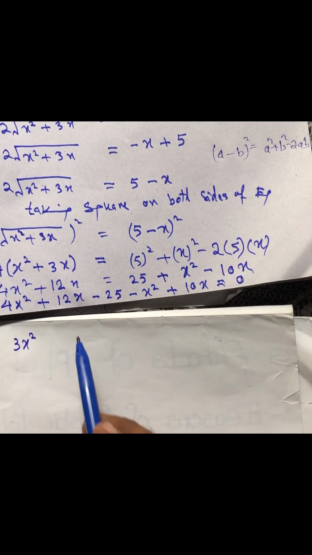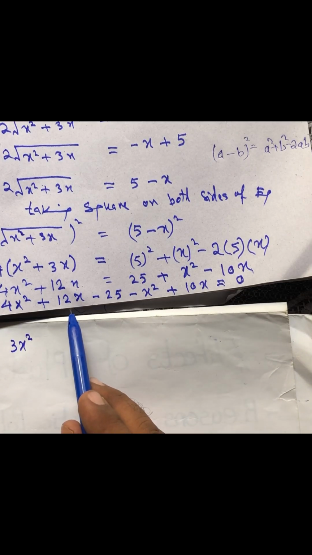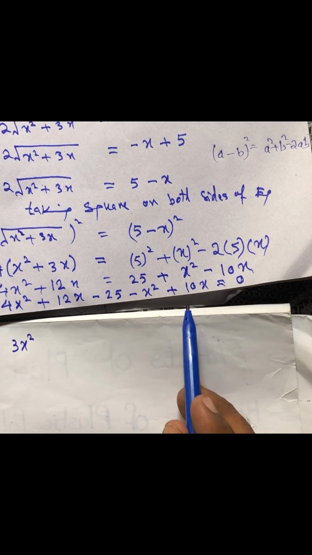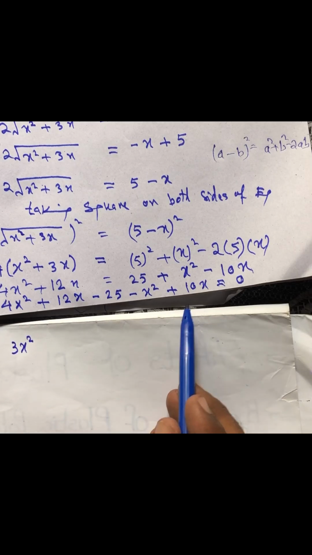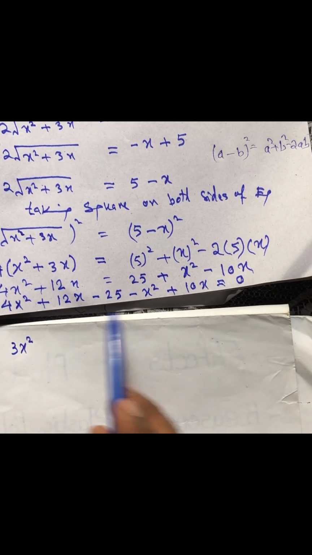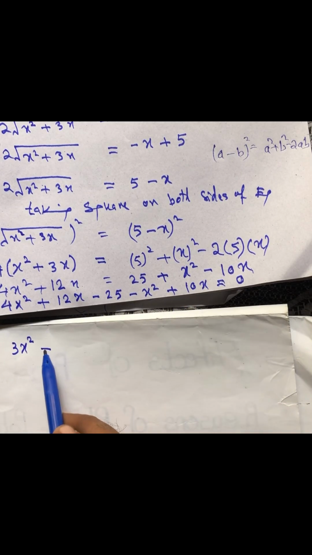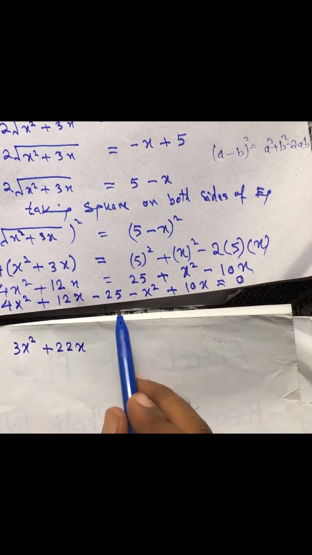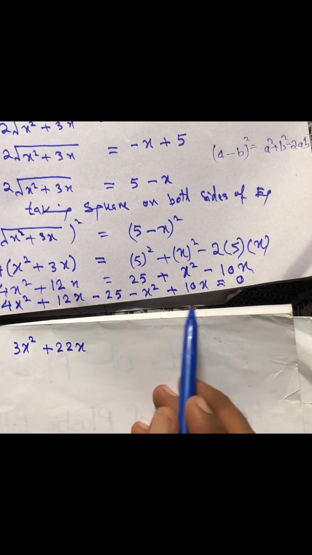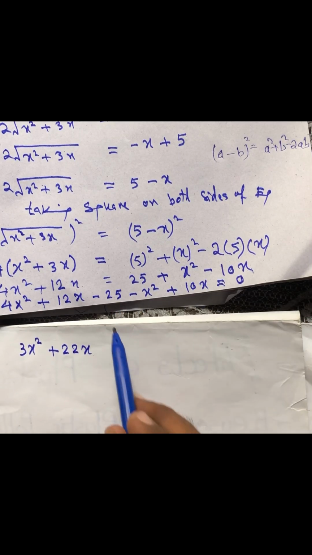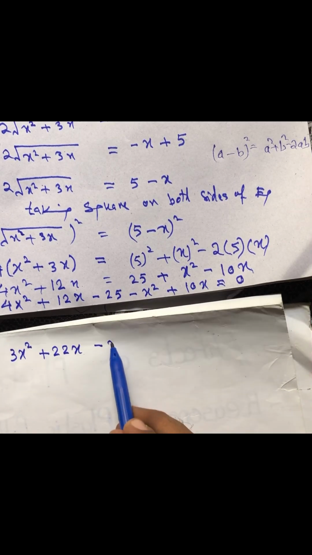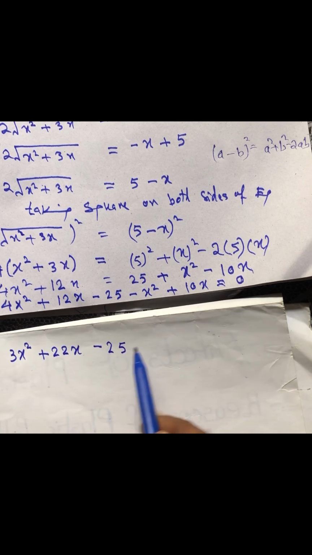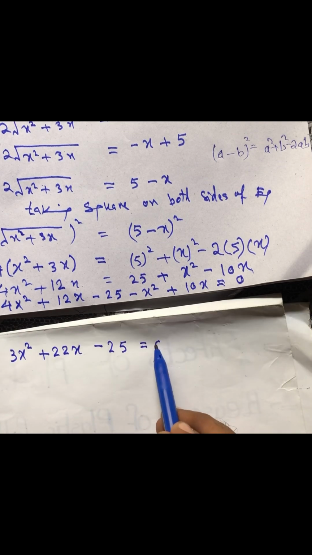Look at the terms of x. This is plus 12x and this is plus 10x. Both are like signs, plus 12 and plus 10, so it will be plus 22. Minus 25 is the only number, other numbers are not alike, so minus 25 only will be written here, equal to 0.